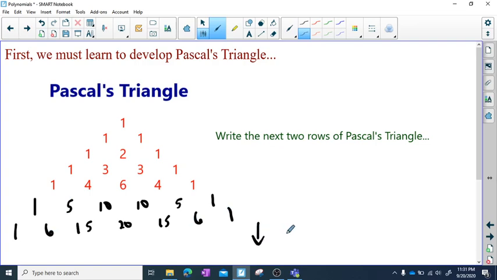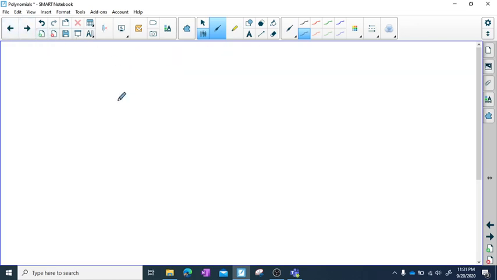And this triangle goes forever. As I said, it's referred to as Pascal's Triangle. It has all kinds of neat patterns in it. The one we're going to use it for is expanding binomials, and he developed what's called the binomial theorem.